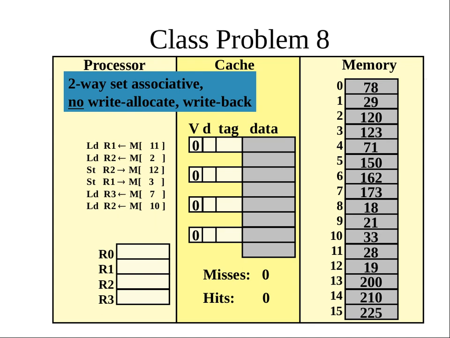Anyway, 10, and then we just read that one into register 2. So let me erase this. 33. And then that's it. Right? Yeah.